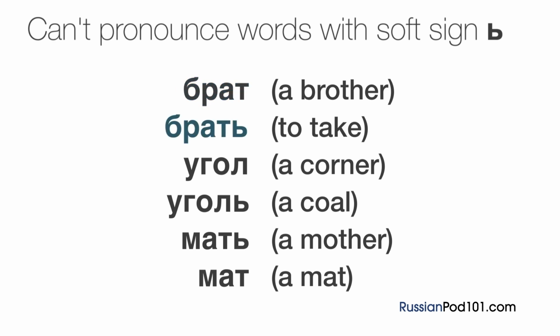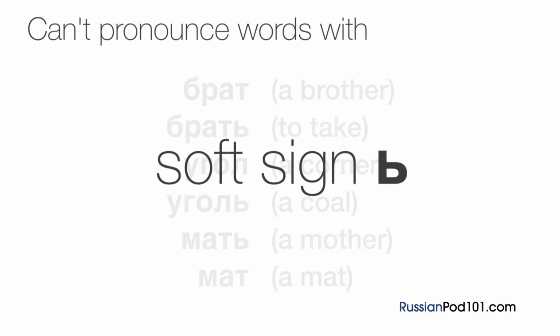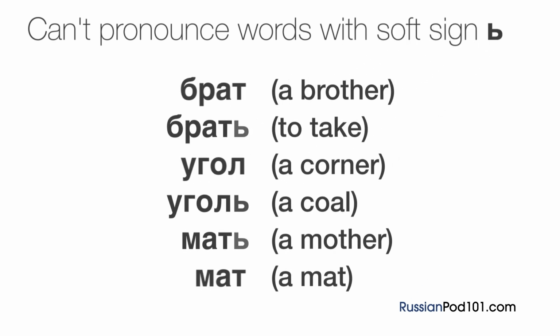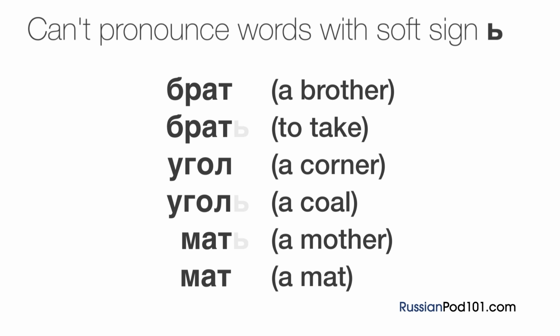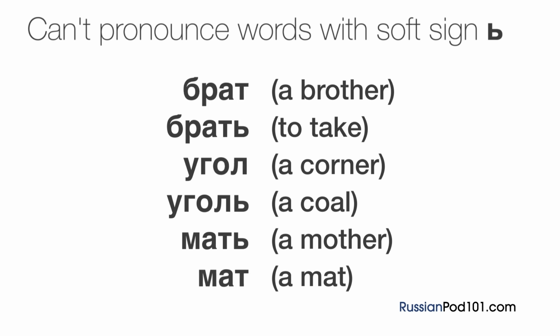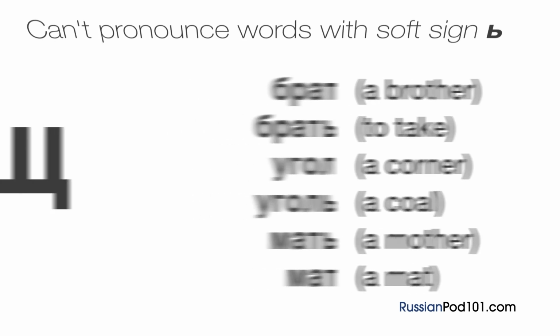Брат, брать. Угол, уголь. Мать, мат. Sometimes the soft sign may be the only quality that distinguishes two words. As you can see, ignoring the soft sign will undoubtedly lead to miscommunication. But don't worry, we'll teach you all about these sounds and palatalization throughout this series.